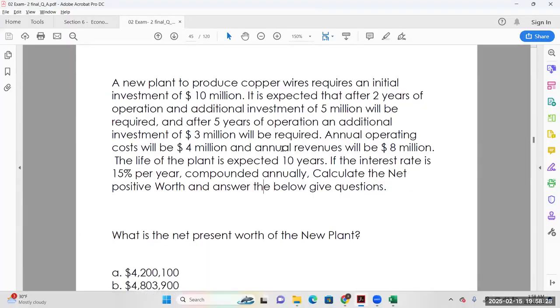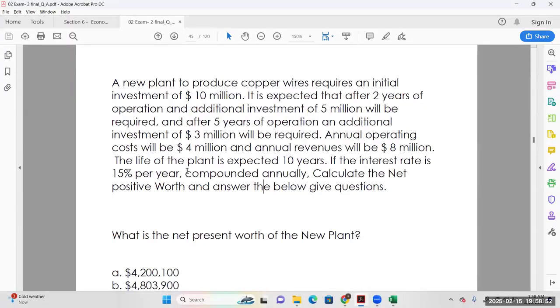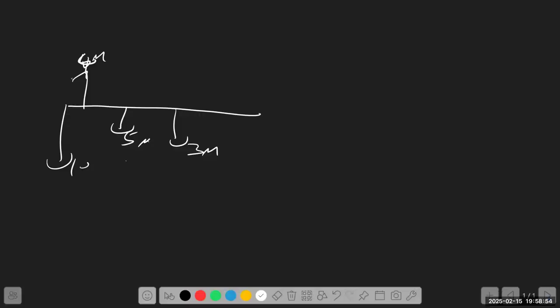And annual revenue is 8 million. So we'll make our revenue 4 only, and we'll remove this cost. We'll remove this 4. Then the net revenue will be 4. So then it will be easy for you to calculate. Just calculate it. Everything you convert into the present value. Okay, I will do it now.